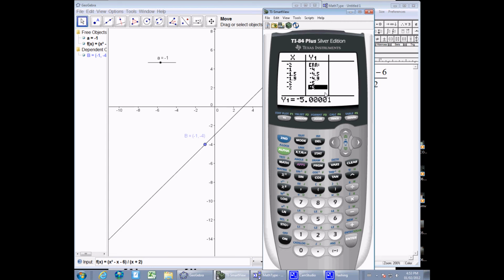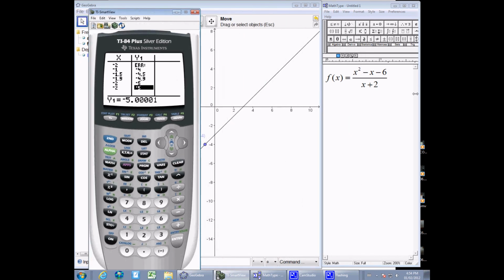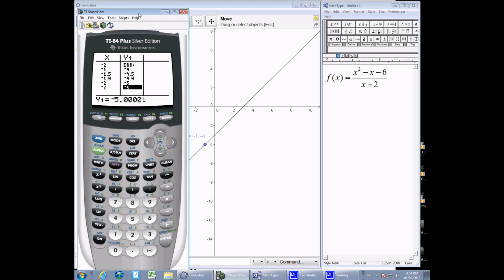What that means is we can say that the limit of the function as x approaches negative 2 is negative 5. Now the question is, how do I write that in a symbolic language so that everyone can understand? Well, we use the notation LIM to represent limit. Under limit we write x, then a right arrow, negative 2.